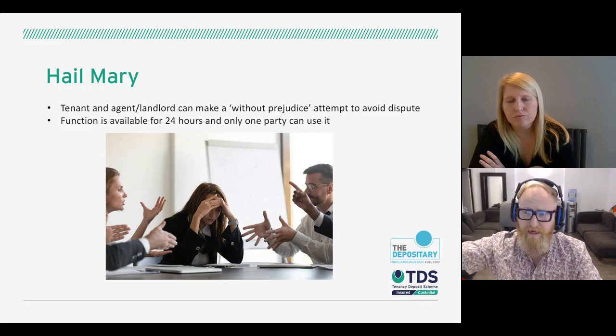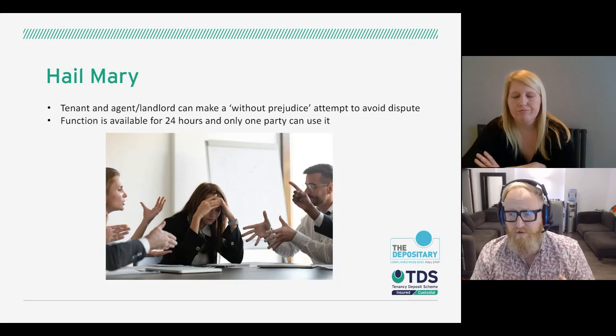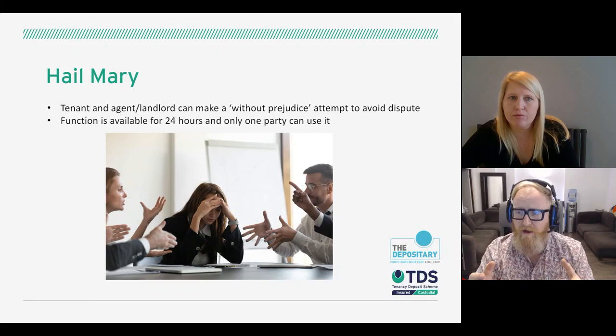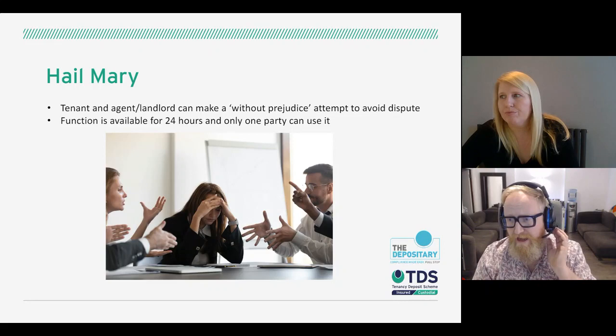If a Hail Mary fails, or all three parties pass, because when they're asked to do a Hail Mary, they have a choice: make an offer, or no, I want to proceed to dispute. As I touched on earlier, you will be asked, is there anything further? And this is asked to all parties again, landlords, tenants, and agent. Is there any further evidence you wish to add to the file? They can upload that. And then, as we talked about, two clicks, and your dispute file is done.